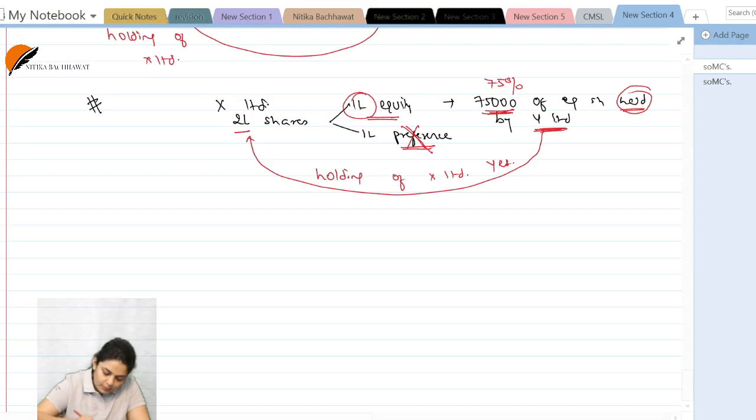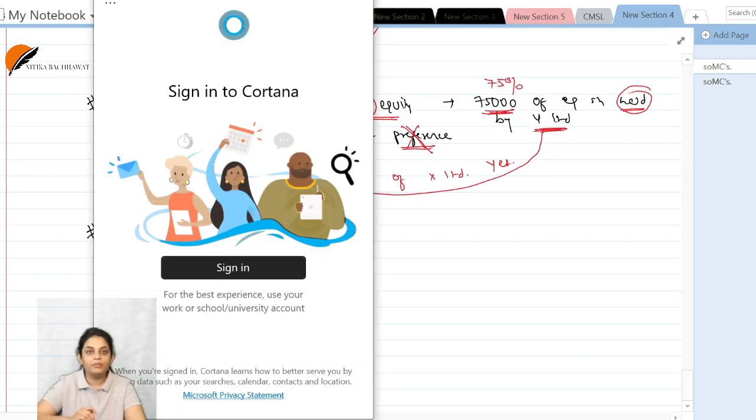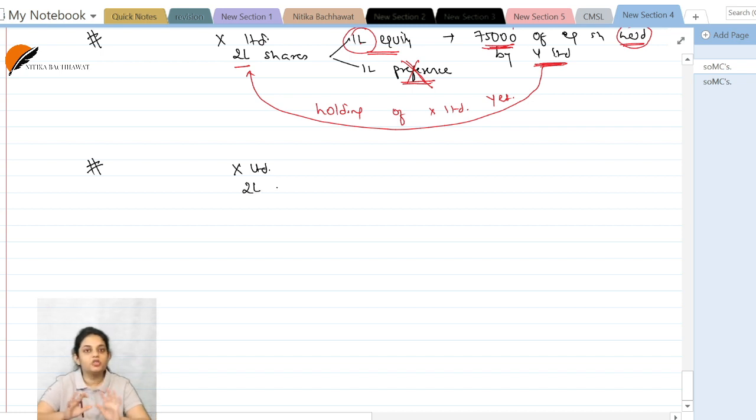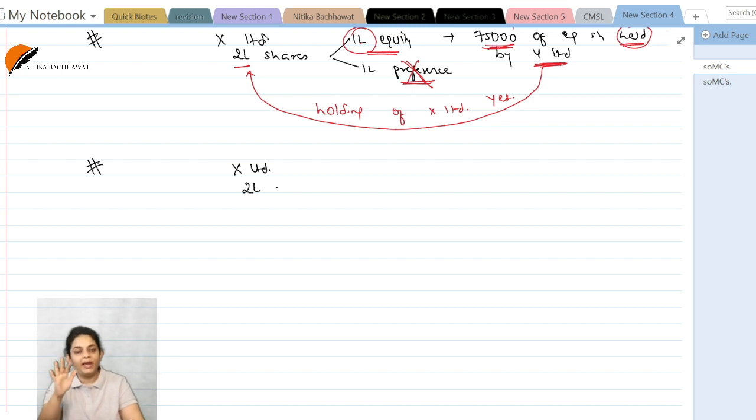Let's take another case. I hope all of these examples are clear to everyone. Right? Let's take another example. X Limited has 2 lakh shares. Right? When they just say shares and nothing is given, then it is implied it's equity shares. If they say there are 2 lakh shares, 1 lakh equity, 1 lakh preference, then it is 1 lakh equity, 1 lakh preference. But if nothing is given, I mean the total share capital, that means it's equity only.